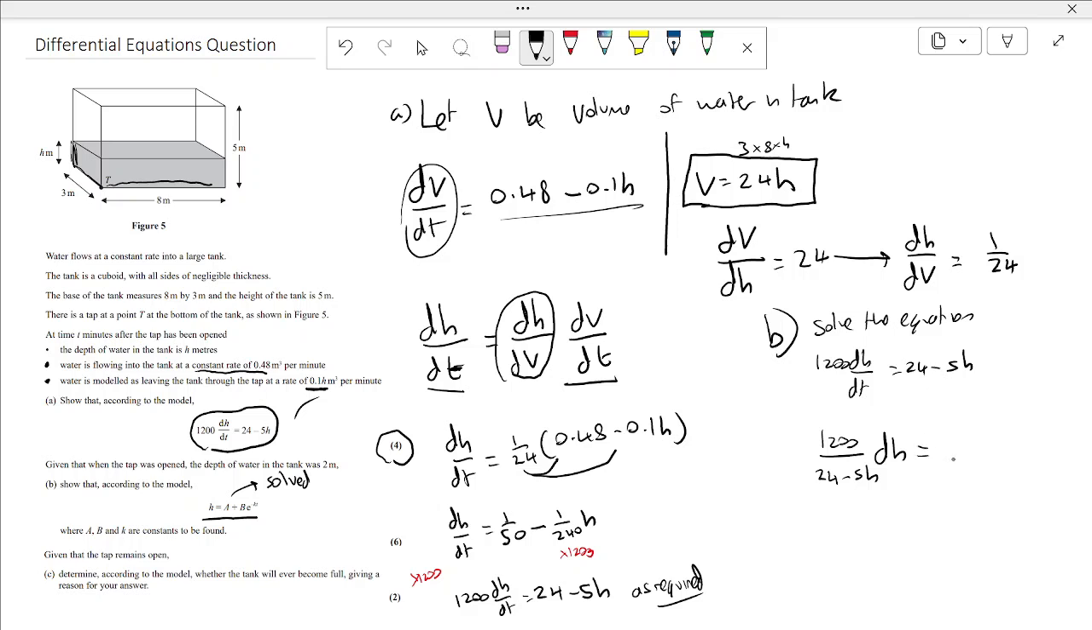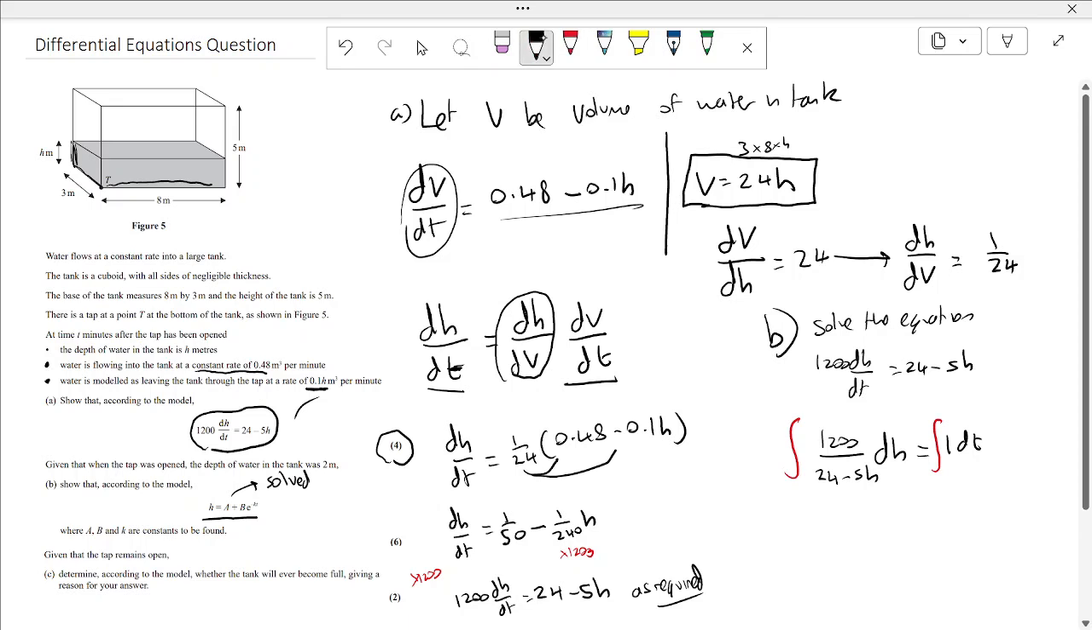So when I divide by that, I get 1. So I just get 1 dt. You could move the 1200 down if you want to, but there's no need. Okay. I've now separated my variables, all the h's on one side, all the t's on the other side. Let's integrate. So I can just stick an equal sign on both.